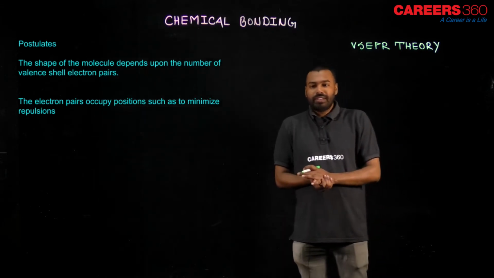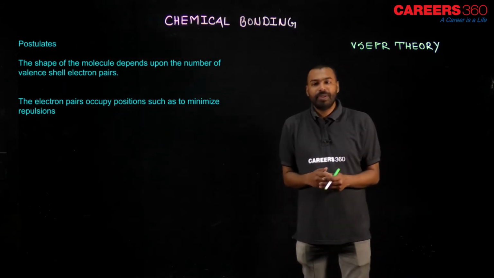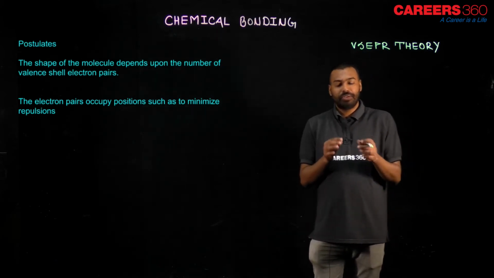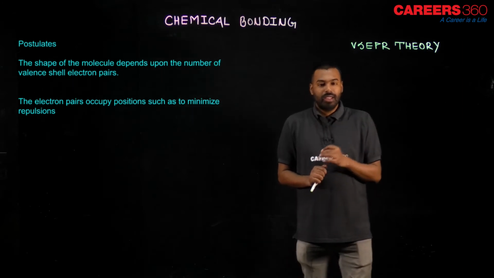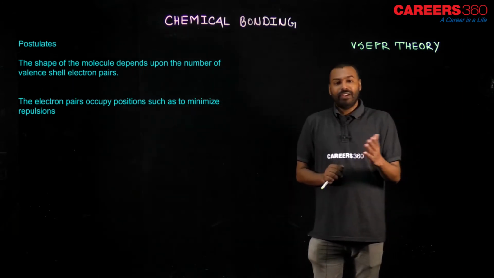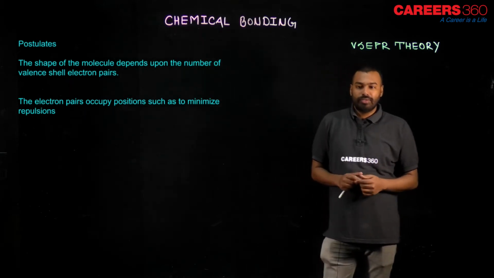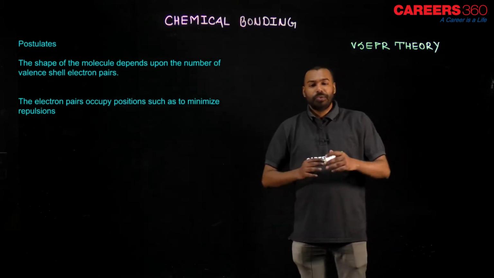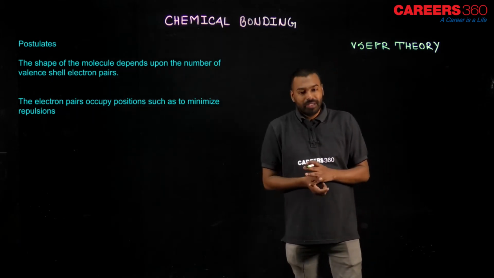The next postulates are that the shape of any molecule depends on the number of valence shell electron pairs. How many electrons the atom has in its valence shell will decide the shape or geometry of the molecule. And electron pairs occupy positions such as to minimize the repulsion.